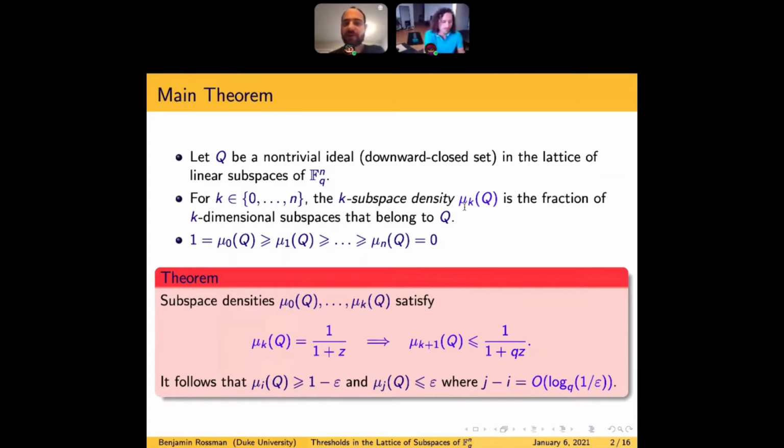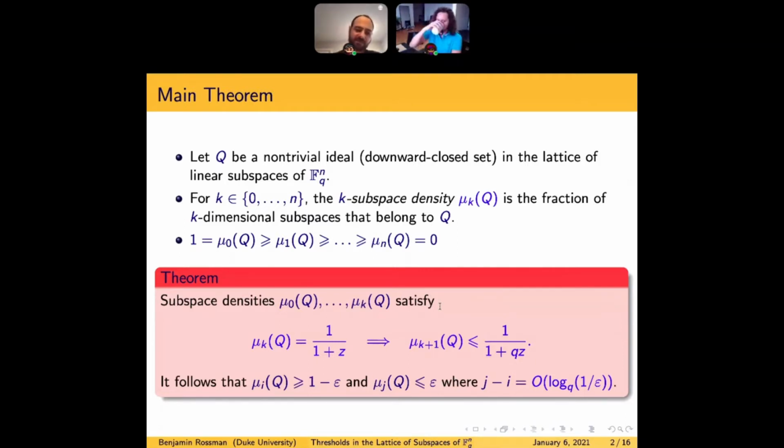And we denote by mu sub k of Q the k-subspace density of Q, so just the fraction of k-dimensional subspaces that are contained in Q. These subspace densities are decreasing with k, and for a non-trivial ideal, this starts at 1 because Q contains the zero-dimensional subspace, and it's decreasing down to 0.